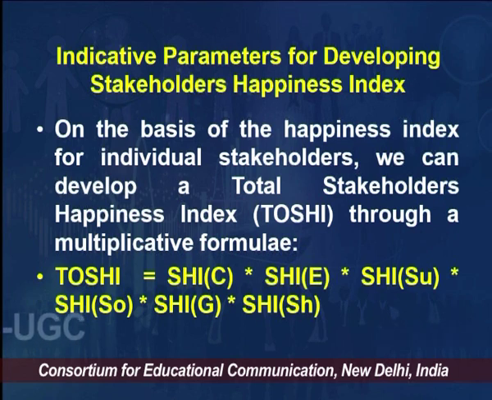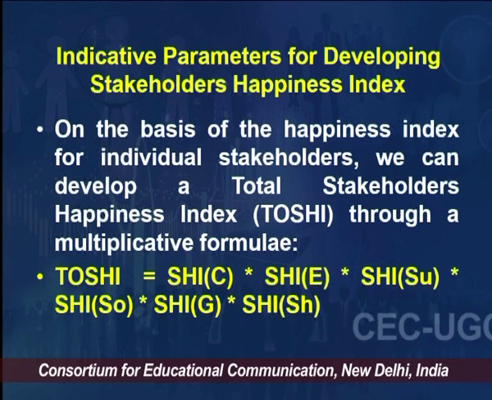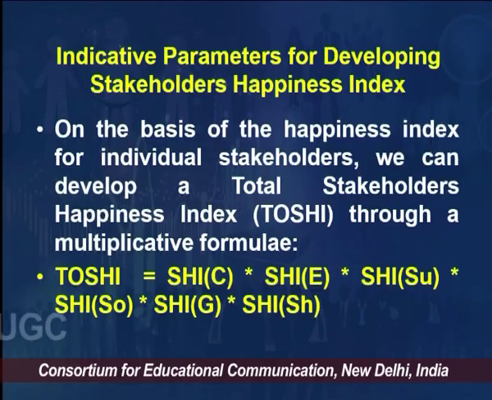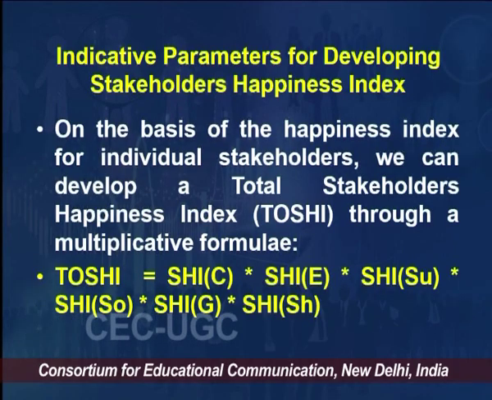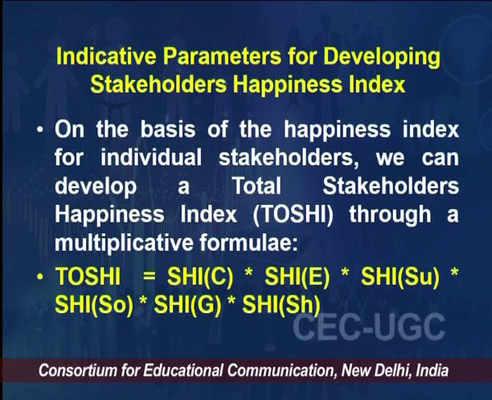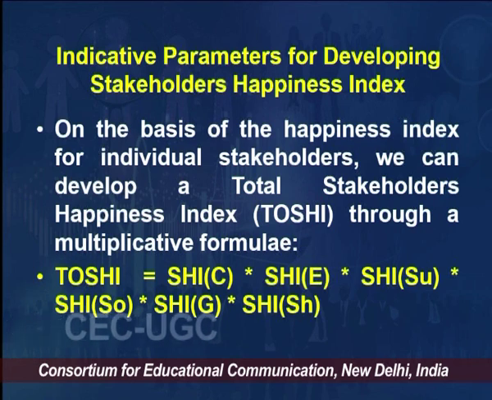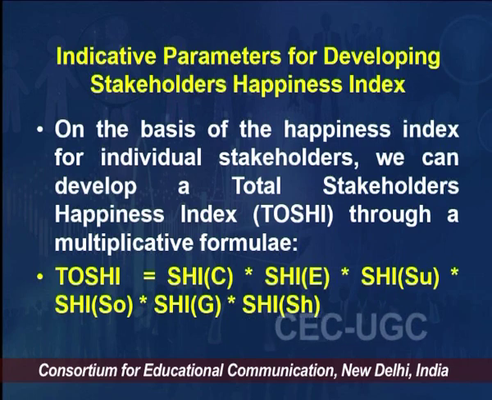a total stakeholders happiness index, which is known as TOSHI, total stakeholder happiness index, which is developed by Professor Subhas Sharma. He has developed this, he has contributed this. I will be showing his contribution, from which journal it has been taken, under the section of acknowledgement. So total stakeholders happiness index can be developed and computed through a multiplicative formula. If we have to show it as a functional formula, these components can be represented like this. TOSHI is equal to SHIC into SHIE into SHISU into SHISO into SHIG into SHISH.